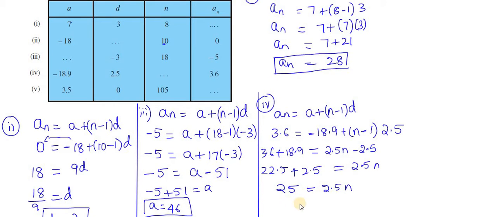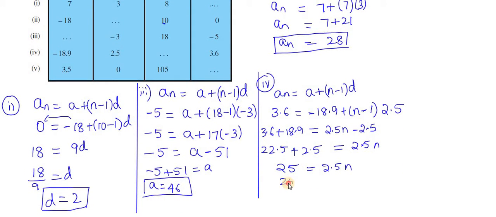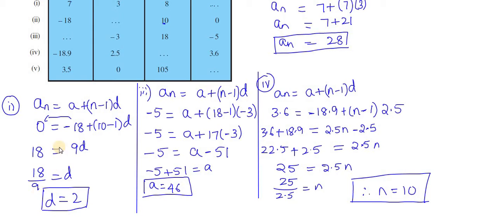Now what we can do, we can divide this. If we divide this, what are you going to get? So 25 divided by 2.5 is equal to N. So therefore N is equal to 10. Why? Because when we divide 25 by 2.5, 2.5 ones are 2.5, 2.5 tens are 25. So therefore you'll get this. I hope all of you understood. Then do one thing, do the last, fifth problem by yourself in the classwork.